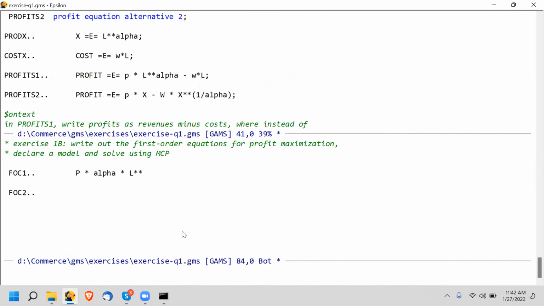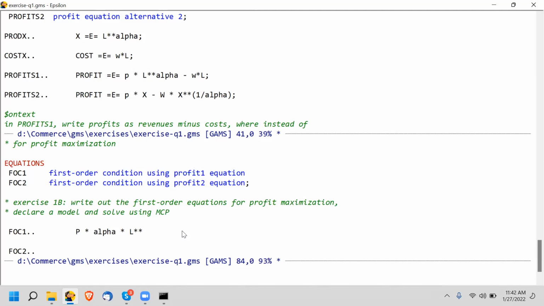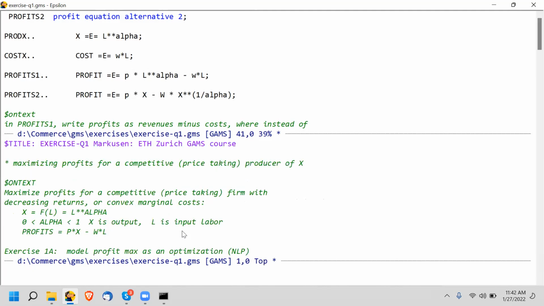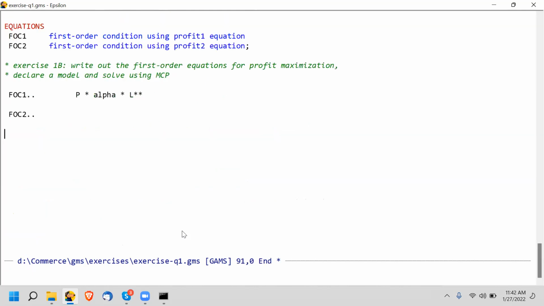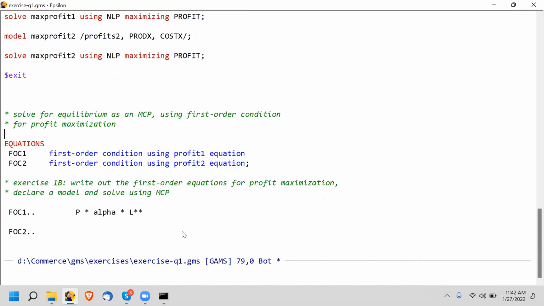Why is this 1B? Go to the top of this GMS file. See, it says model profit max is a complementary problem. Which are we doing? Oh, that's what we're doing? Yeah. Okay, sorry, that's my fault. So complementarity says we just write down first order conditions. Oh, we gotta write, okay, all right.